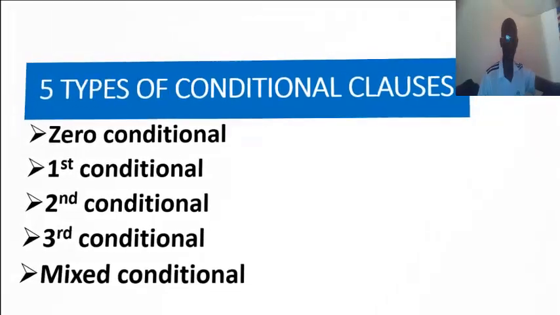So, first of all, many people think also that there are only 3 types of conditional, but there are 5 of them at least. Zero conditional, first conditional, second conditional, third conditional, and mixed type conditional. So all of them, we will see them one by one, formation and use. But in this video, we'll see the first conditional formation, the second conditional formation, and the third conditional formation.